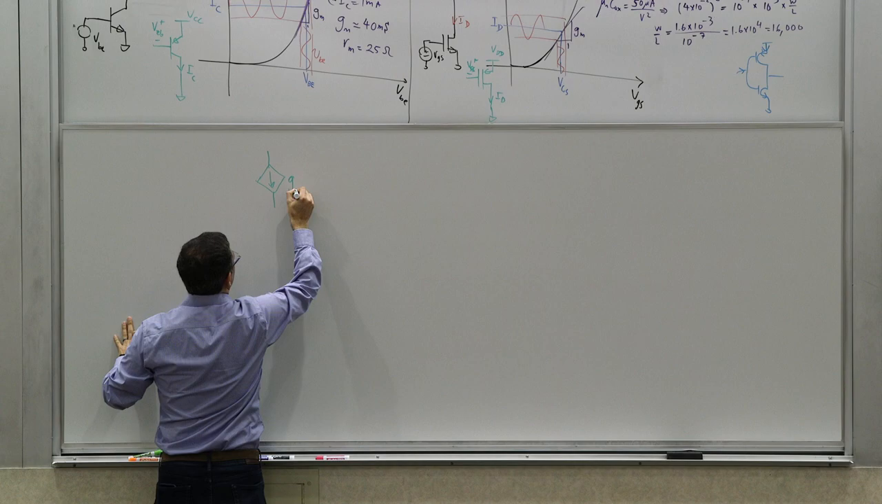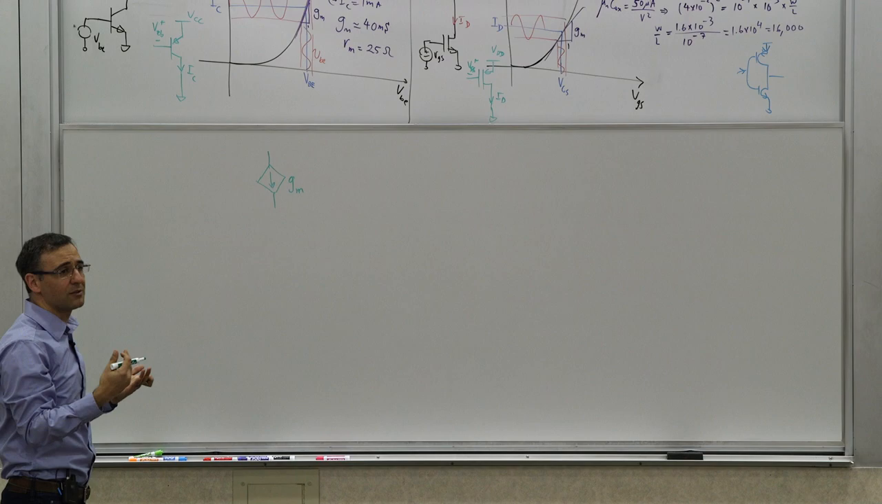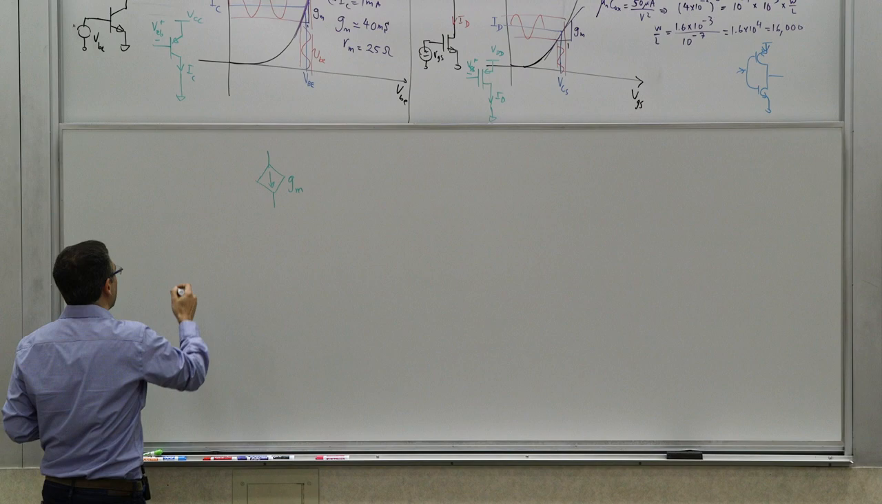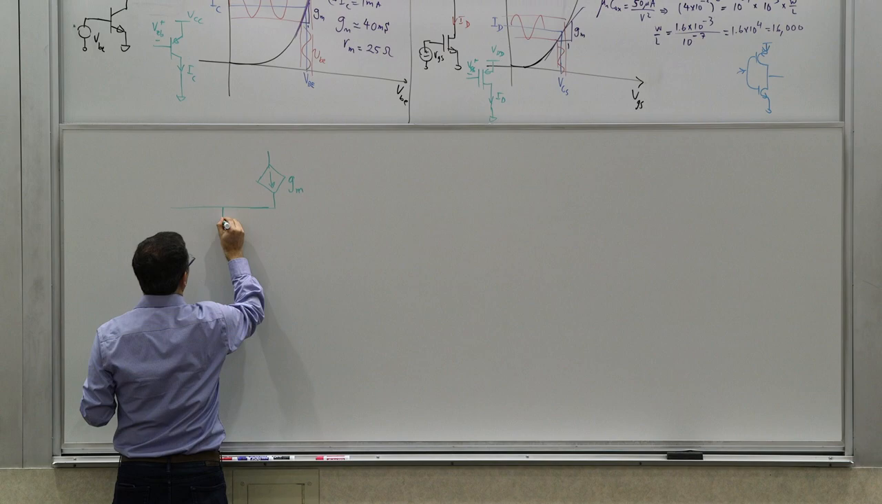What we mean by GM is the derivative of the collector current with respect to the base emitter voltage. So it is fair to think about it that way. There are two different models that we'll discuss. This one is the so-called hybrid pi model.